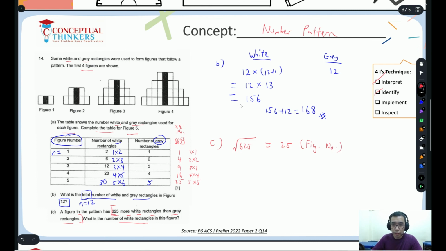Okay, then next we're going to calculate what is the white rectangle. So to get the white rectangle, you just take n equal to 25. 25 times 25 plus 1. So this will give me 650 by pressing your calculator. Okay. Now we have already implemented our steps.